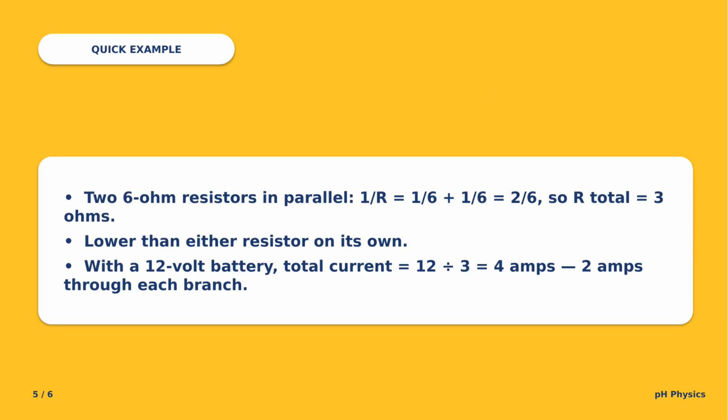Quick example. 2 6-ohm resistors in parallel. 1/R = 1/6 + 1/6 = 2/6. So R total = 3 ohms. Lower than either resistor on its own. With a 12-volt battery, the total current, 12 divided by 3, equals 4 amps. 2 amps through each branch.